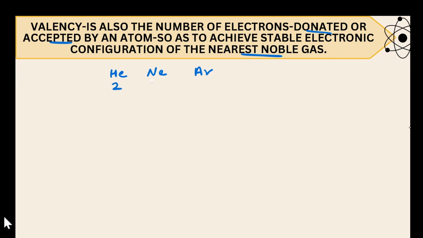Helium acquires a stable duplet configuration, neon acquires a stable octet configuration, and argon's electronic configuration is 2, 8, 8. So we'll be seeing how the metals will be giving away electrons in order to have how many electrons in their valence shell? 8 electrons they will have in their valence shell. So this is the second definition which you need to remember, in terms of either losing or gaining electrons in order to acquire stability of the nearest noble gas.